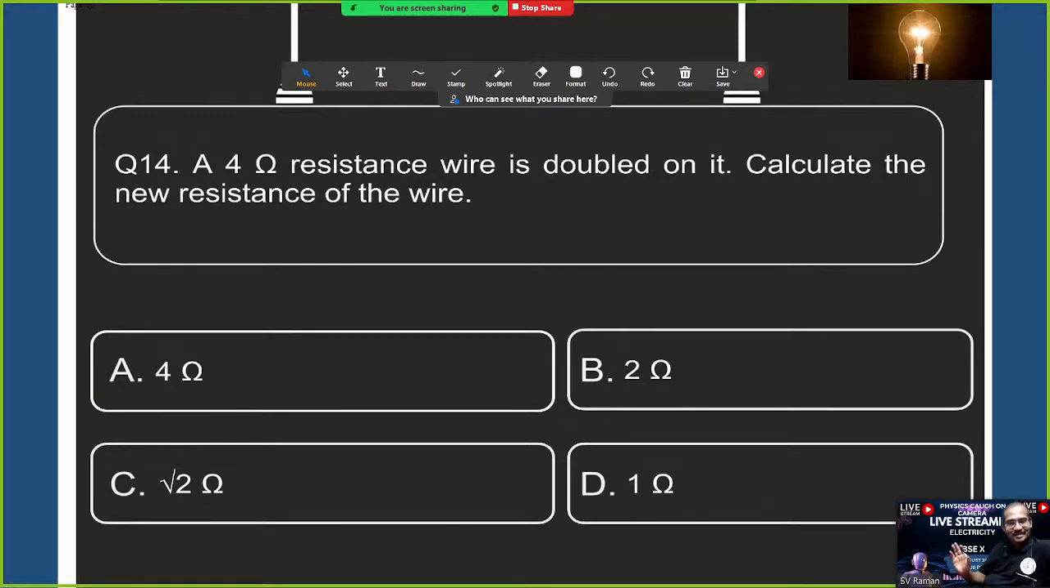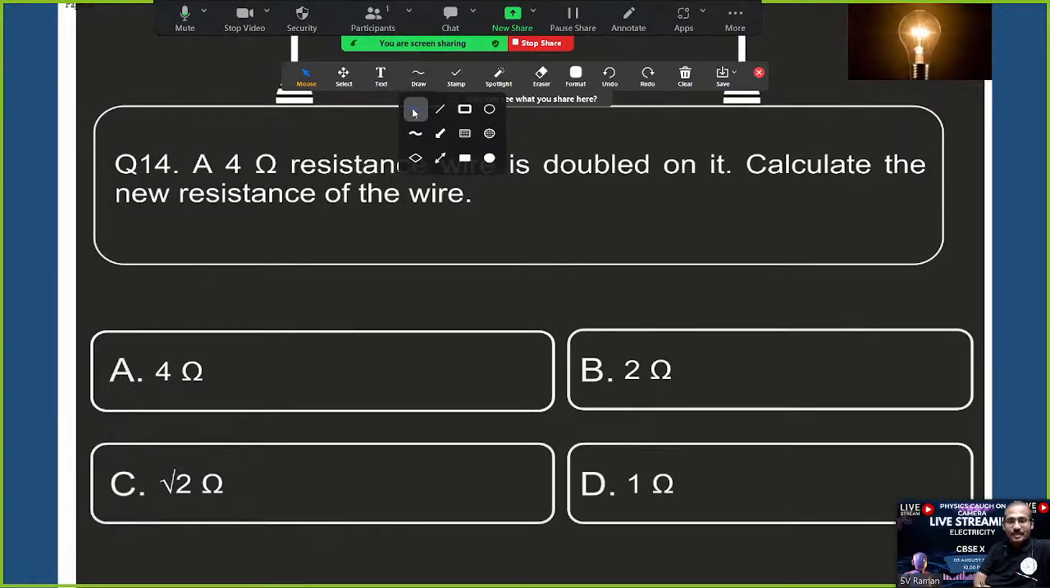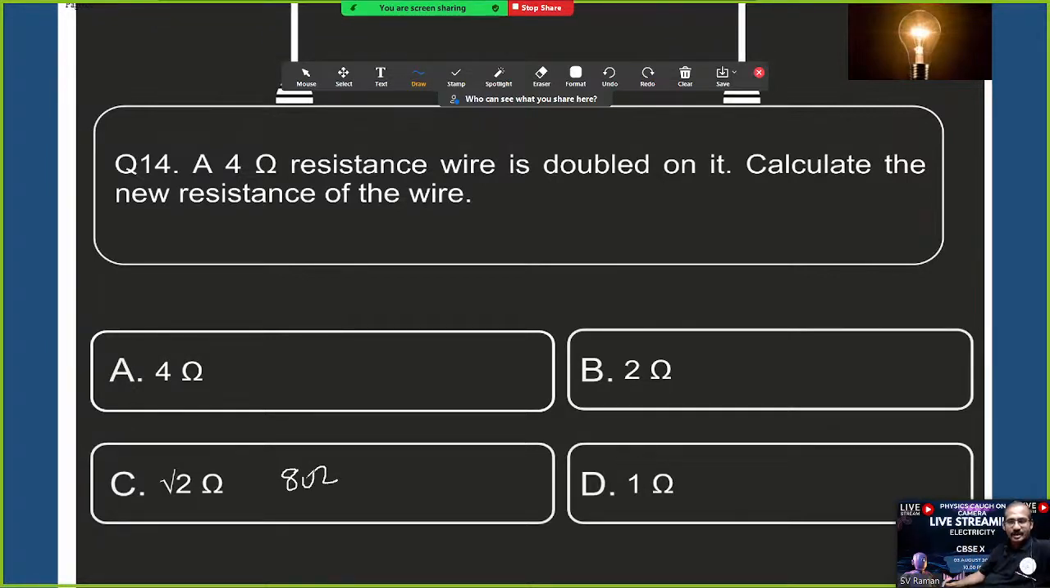Don't worry, I'm there to help you. Generally, the students will be tempted. For example, if one of the options is 8 ohms, then probably children can choose this 8 ohms.